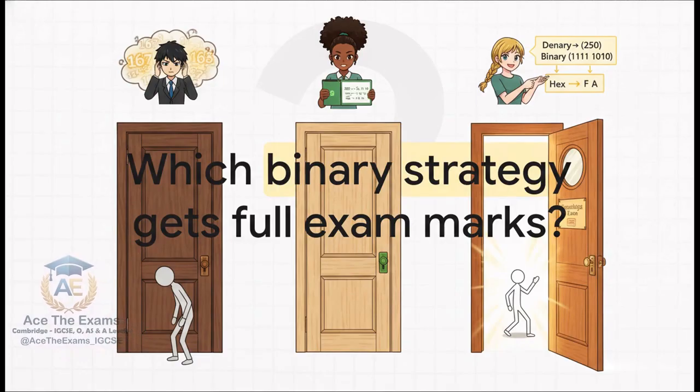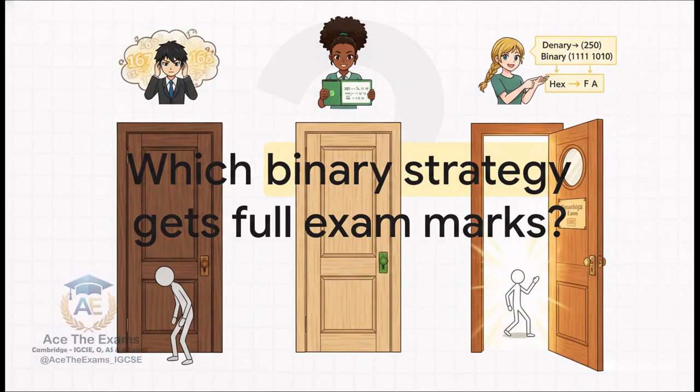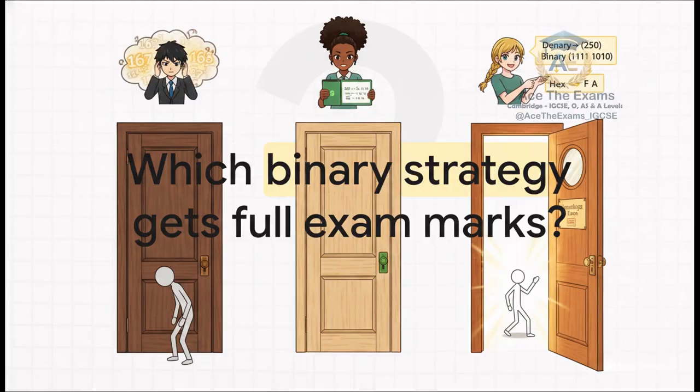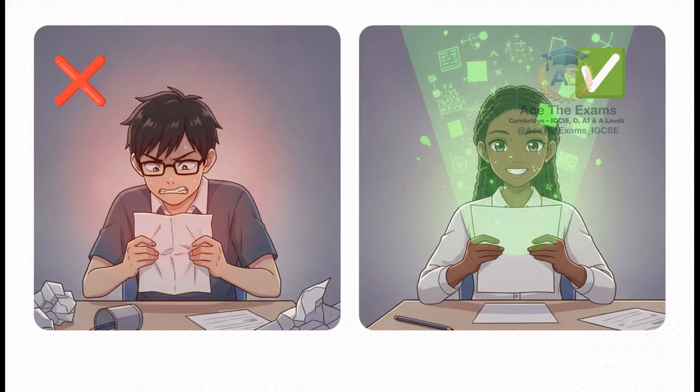Student 1 tries to calculate the whole thing in their head and just writes down a single final number. Student 2 converts the denary straight to hexadecimal using division and remainders. And then there's Student 3, who uses an intermediate bridge. Spoiler alert, only one of these strategies actually unlocks full Cambridge exam marks. So let's look at the stark contrast in what examiners actually want to see.